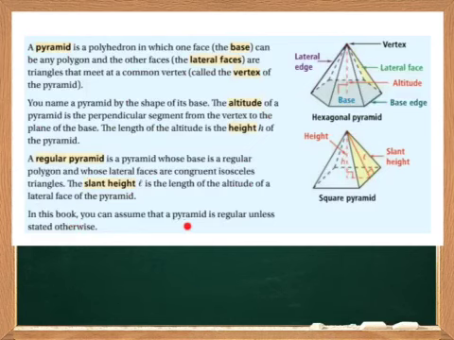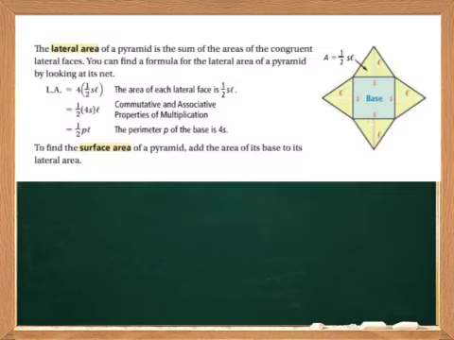In this book we can assume, and for this year we can assume, that the pyramid is regular unless it is otherwise stated. The lateral area of a pyramid is the sum of the areas of the congruent lateral faces, so everything except for the base. So basically you're finding the area of the triangles and adding them together.